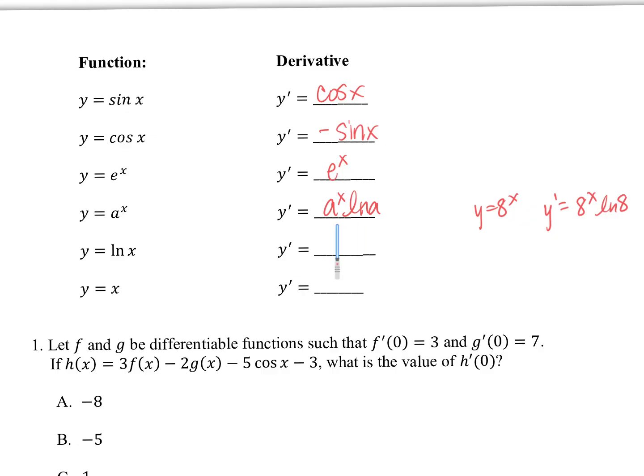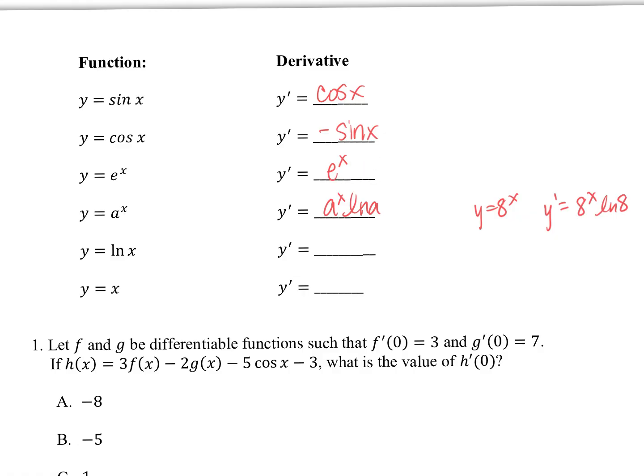Why do you think this one is more involved than that one? If I applied the same rule here, and I did e to the x ln of its base, what's ln of e? Does anyone remember? Ln of e is just 1. So, are these technically the exact same rule? Yeah, but ln of e is just 1. Maybe we write that off to the side.